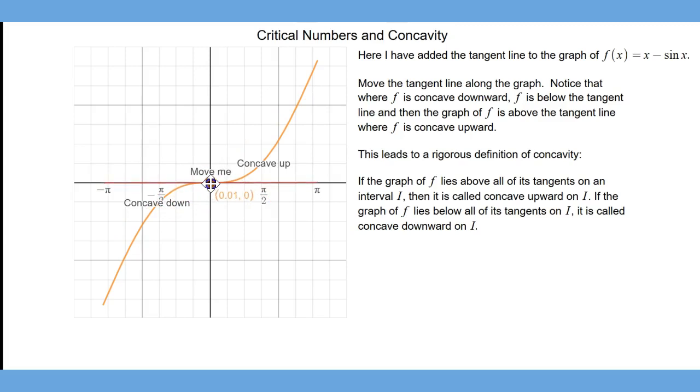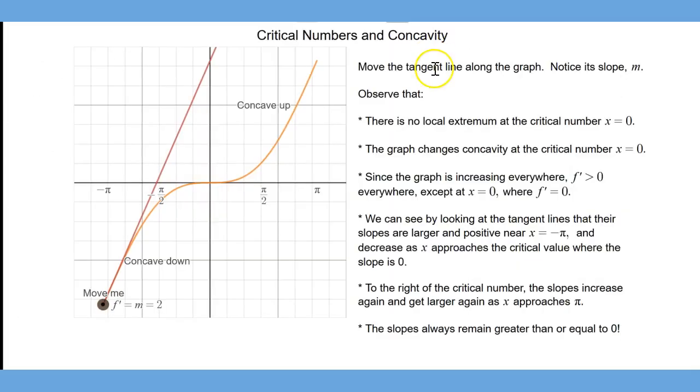It's horizontal at the origin itself. Then it starts increasing again as positive. So it never gets negative. It's always increasing. Another thing to notice is that when the graph is concave up, the graph is above the tangent line. And when the graph is concave down, the graph is below the tangent line. So that's the rigorous definition of concavity. Instead of drawing bowls, you look at the tangent line relative to the graph.